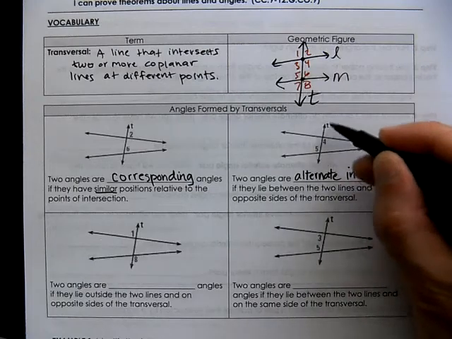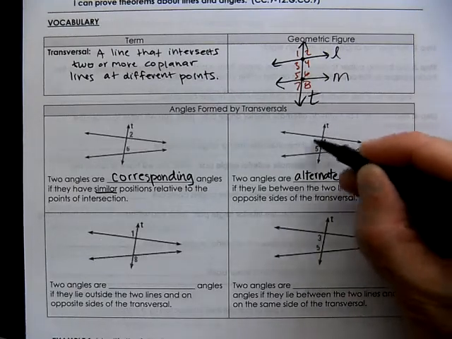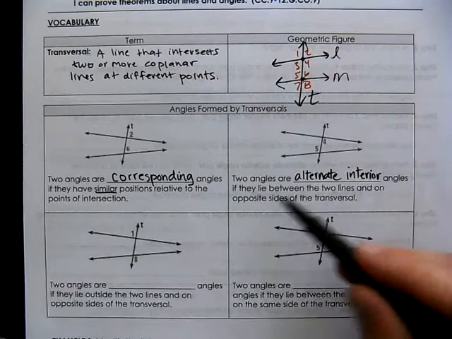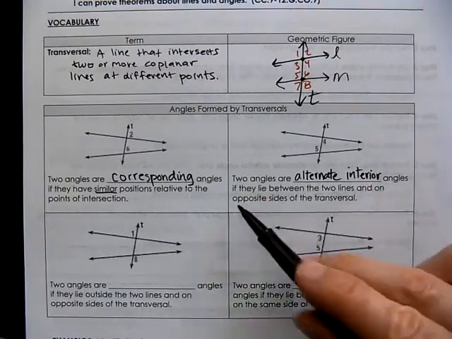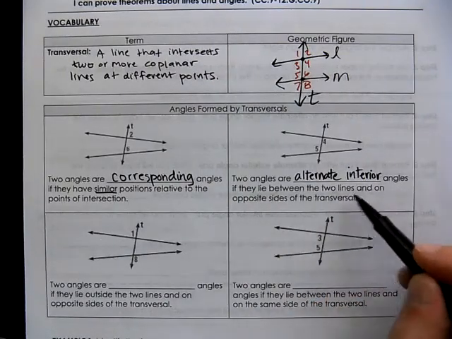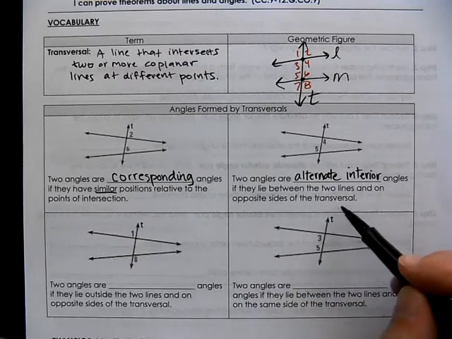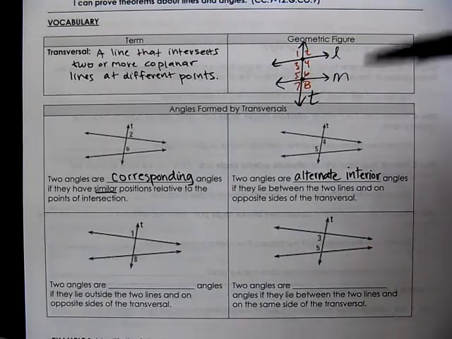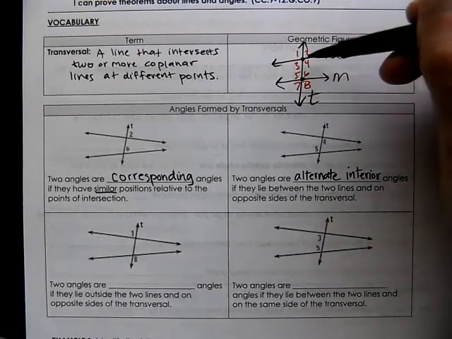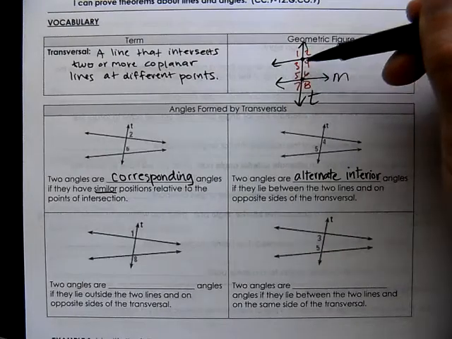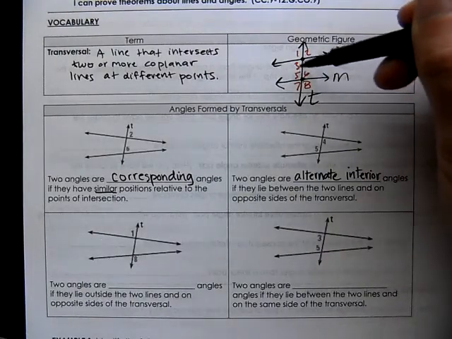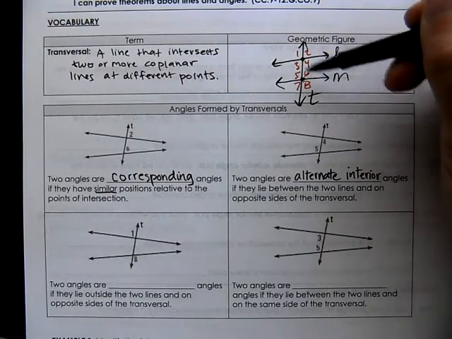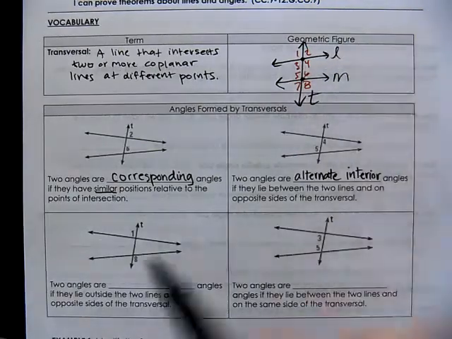Out here would be exterior. In between is interior. So 2 angles are alternate interior angles if they lie between the 2 lines and on opposite sides of the transversal. So one's on one side, the other angle's on the other side of the transversal. So again, they are just numbering 4 and 5 as an example, but you could also have angles 3 and 6. That would be another pair of alternate interior angles.